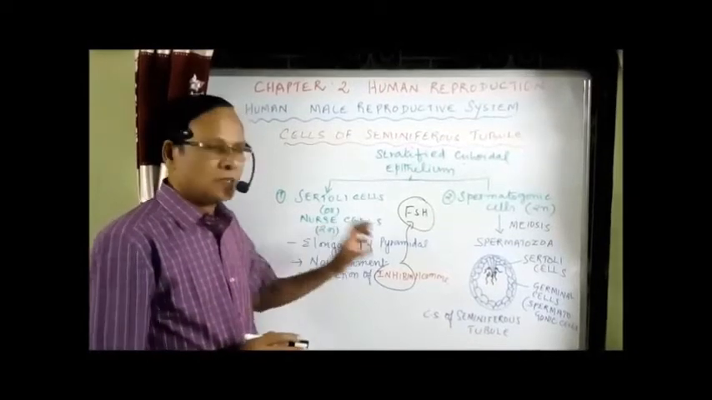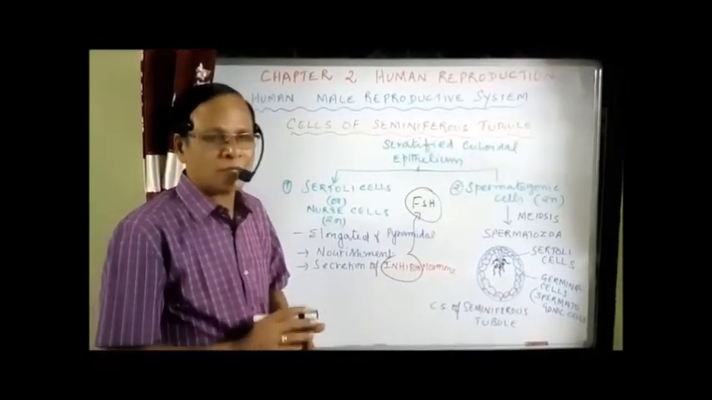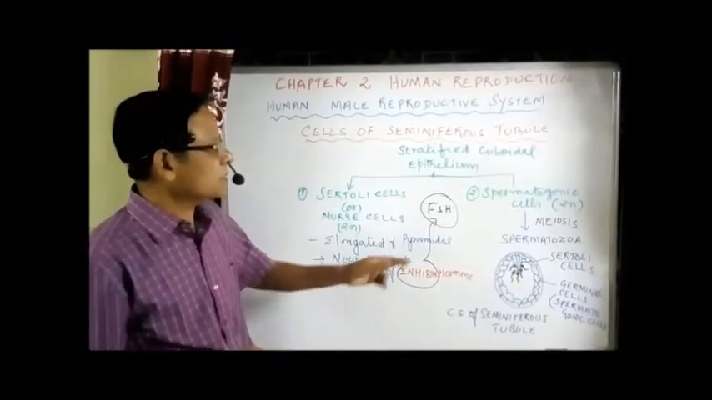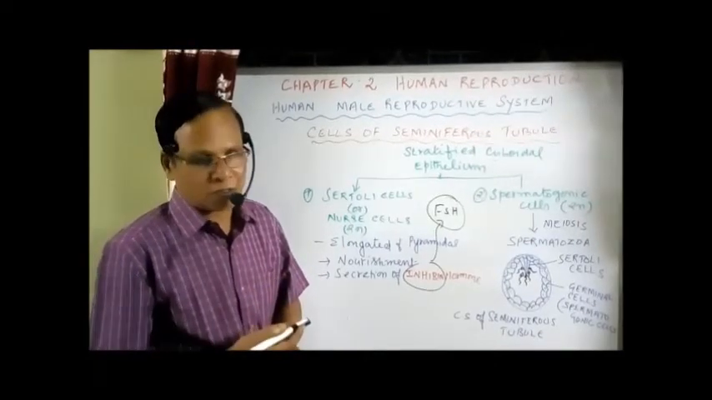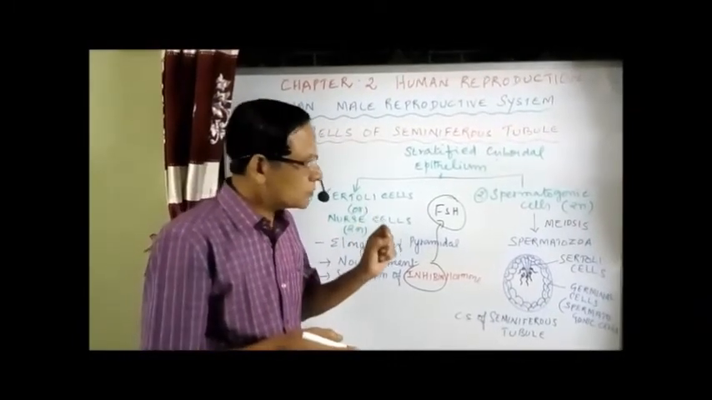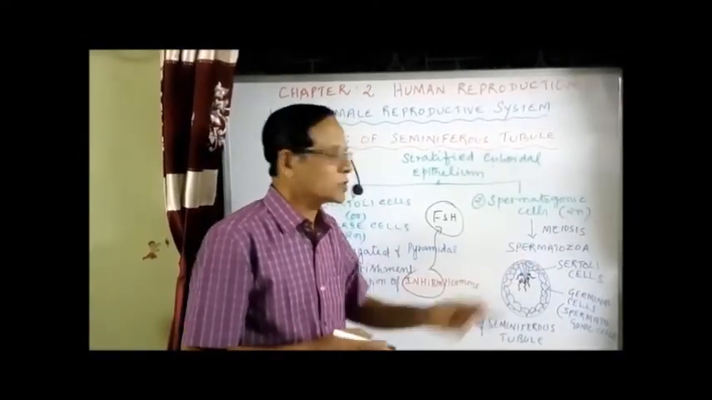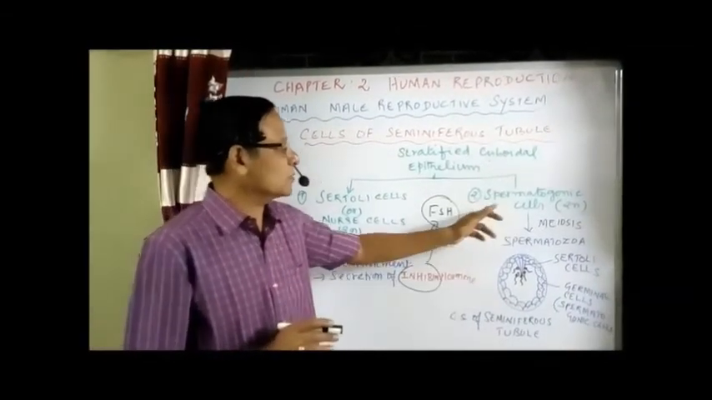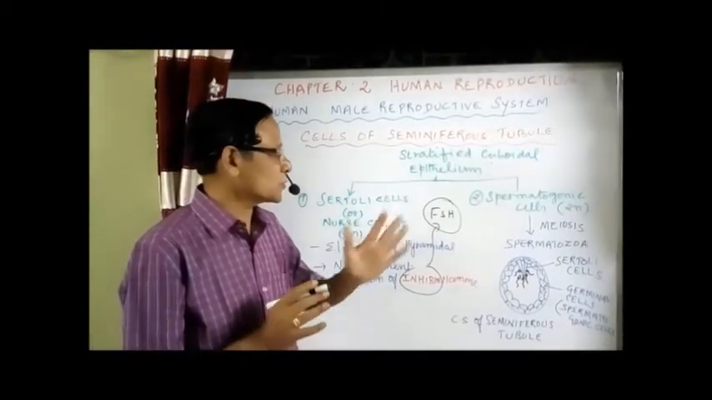So one function, nourishment; another function, controlling sperm production by negative feedback, by suppressing the secretion of FSH. Then another cell I mentioned, spermatogonic cells. These cells undergo repeated divisions. First they increase in number by mitotic division, and each spermatogonium is known as a sperm mother cell, which undergoes meiosis to form the spermatozoa by passing through different stages. We'll see that later. So the spermatogonic cells divide meiotically and differentiate to produce the spermatozoa.